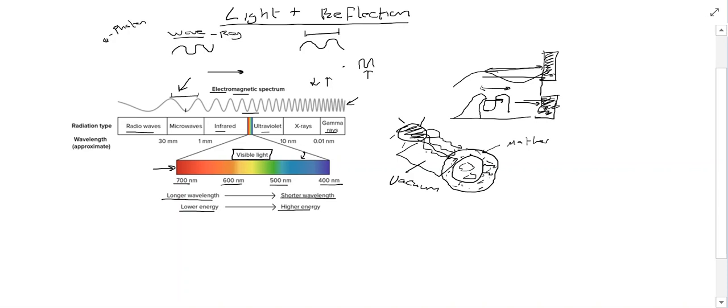So it's actually a vacuum. What that means is that there's no matter in here. There's no air, there's no atoms, it's just empty space, which is a vacuum. And light can travel through a vacuum. It doesn't need a medium to travel through. If you take sound, for example, sound needs a medium to travel through, whereas light doesn't. Light can easily pass through a vacuum.